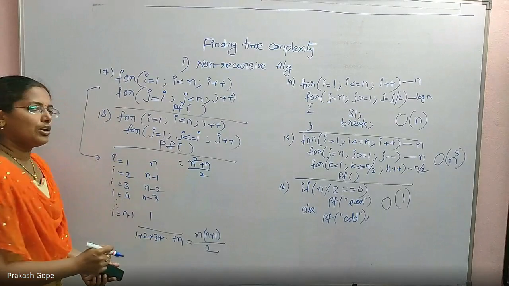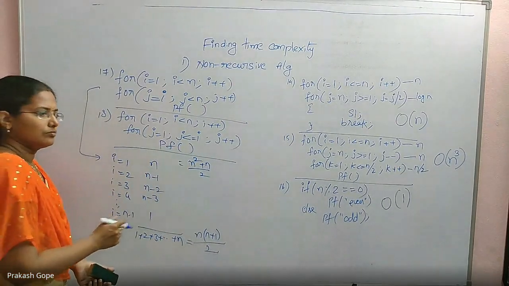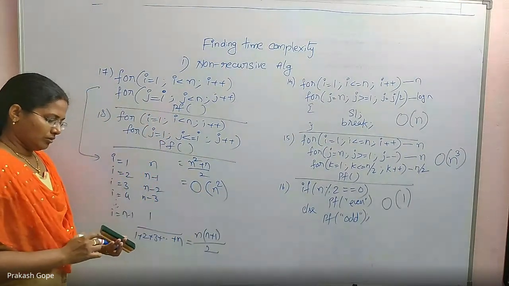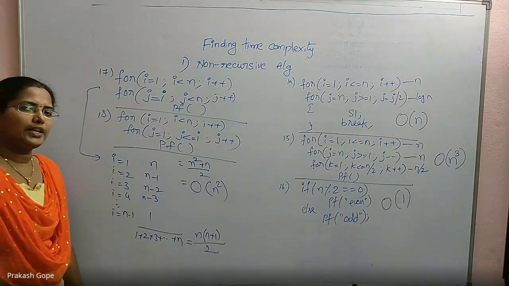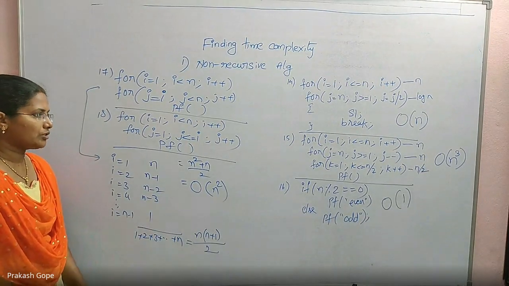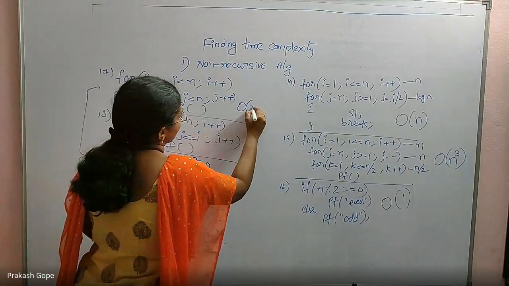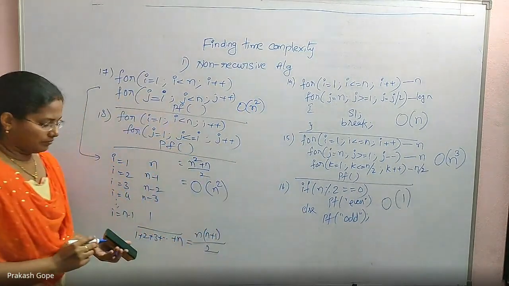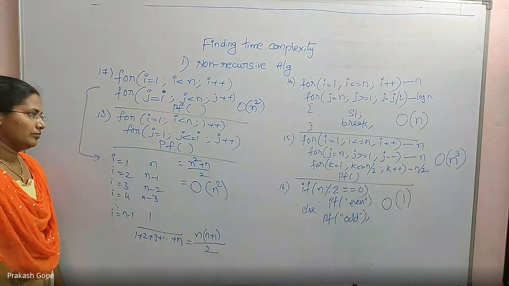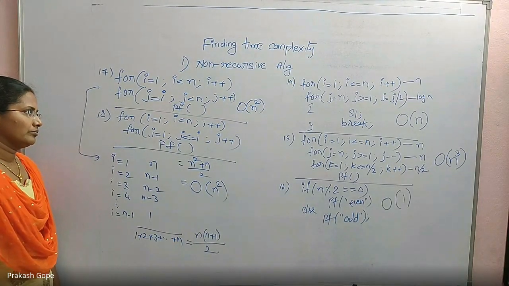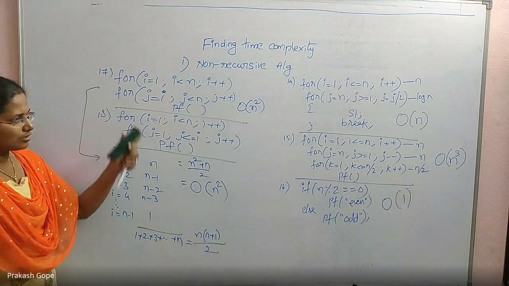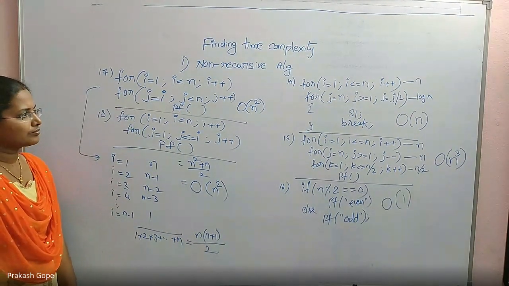If it is a polynomial of degree 2, we know it is big O of n power k. If f of n is a polynomial of degree k, then it is equal to big O of n power k. So the time complexity is big O of n square. We use this logic for bubble sort, insertion sort, selection sort.